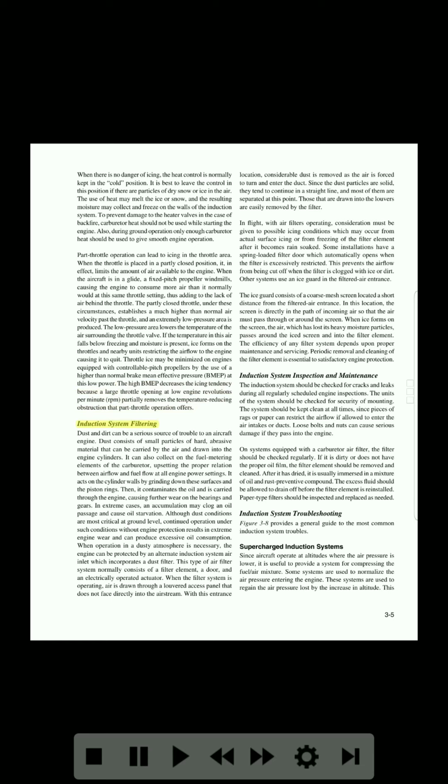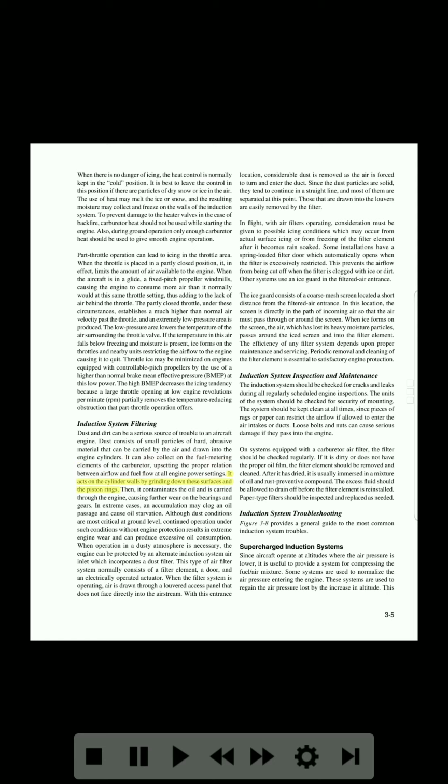Induction system filtering. Dust and dirt can be a serious source of trouble to an aircraft engine. Dust consists of small particles of hard, abrasive material that can be carried by the air and drawn into the engine cylinders. It can also collect on the fuel metering elements of the carburetor, upsetting the proper relation between airflow and fuel flow at all engine power settings.